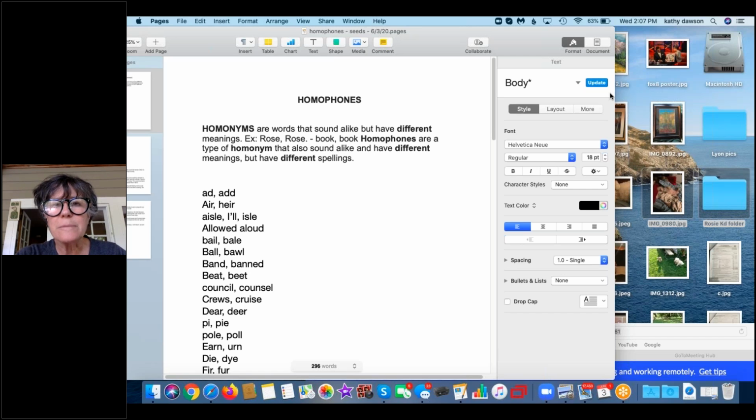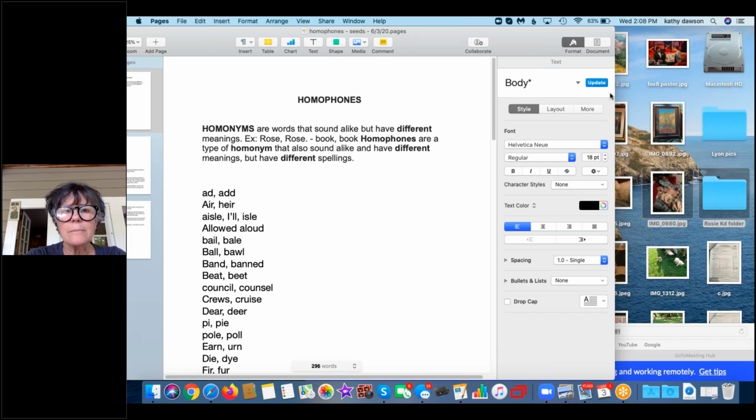Homophones are a subcategory of homonyms. We went over homonyms last week, but just as a review, homonyms are words that sound alike, are also spelled alike, and have different meanings. A couple of examples on the screen are the word rose. That can be a flower, or it can be somebody who has risen: he rose from his chair. It's spelled the same, sounds the same, different meaning.